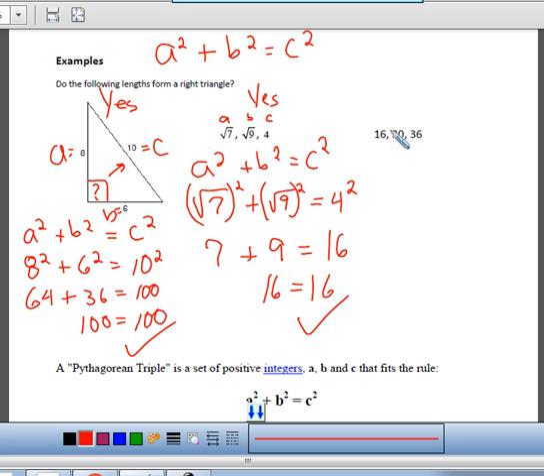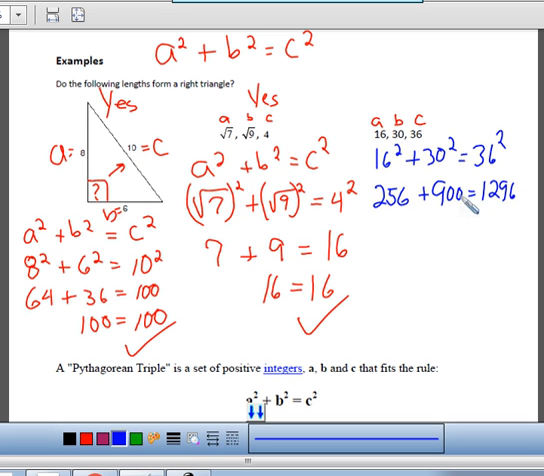Okay, now this one's a little easier to tell which ones are the legs and which one's the hypotenuse. 16 and 30 are shorter than 36, so there's our A, B, and C. I'm going to switch the color up here. So I've got 16 squared plus 30 squared equals 36 squared. 16 squared is 256. I'm sure you all remember that. 30 squared is 900.